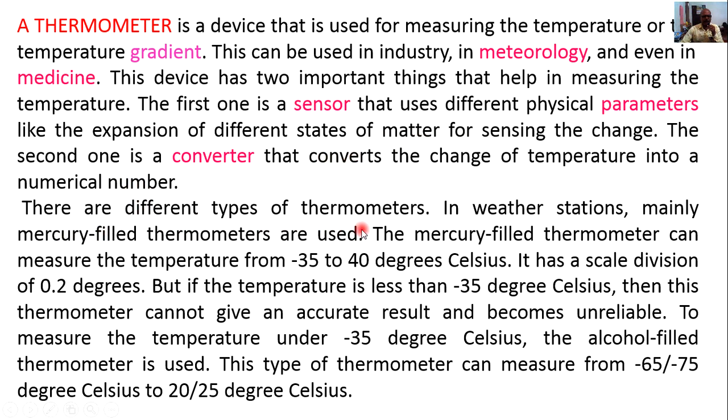There are different types of thermometers in a weather station. Mainly mercury-filled thermometers are used. A mercury-filled thermometer can measure the temperature from -35 to 40 degrees Celsius. It has a scale division of 0.2 degrees. But if the temperature is less than -30 degrees Celsius, then this thermometer cannot give an accurate result and becomes unreliable.